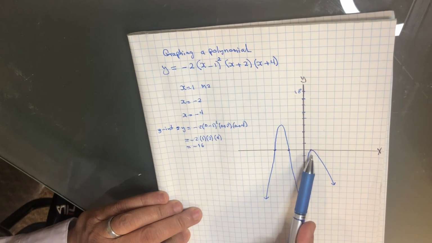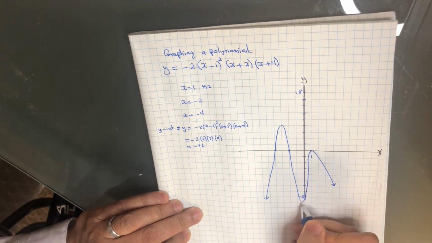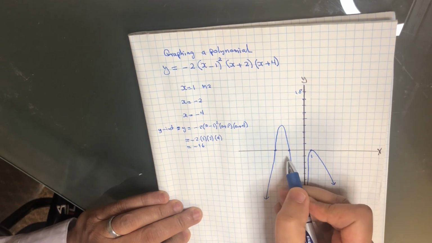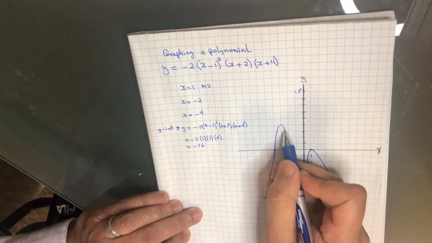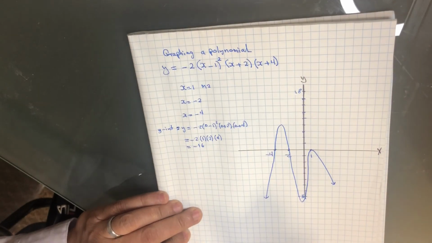Then because at the 1 we had a multiplicity of 2, we don't go through the 0, we bounce and then just come back, hit the y-axis there, come back and hit -2, go through it, and then -4, go through it. And that's the graph for this one.